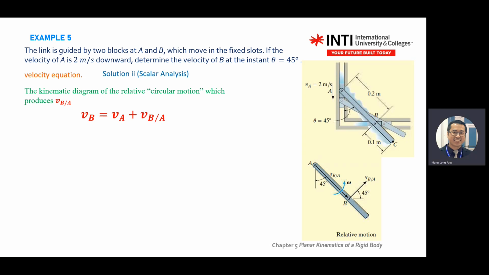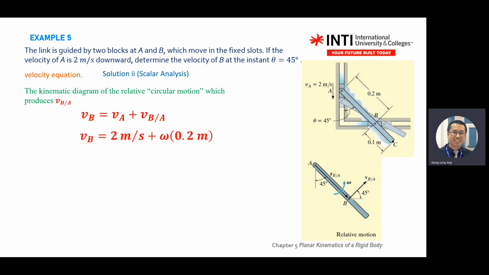Why does VB at 45 go this way? VB stroke A. VB stroke A means what? You are observing from what point? VB stroke A, you stand here. So when you stand here, you are actually seeing B moving this way and not this way.